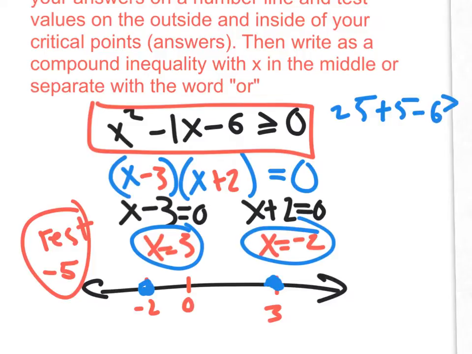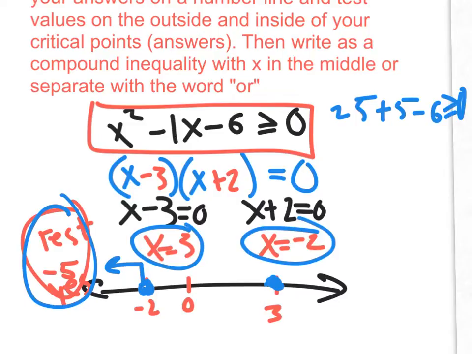Now the question is, is that greater than or equal to 0? And the answer is yes. 24 is greater than or equal to 0. So when I test negative 5, yes, it works. Okay? So negative 5 does work. So the outside is an answer.